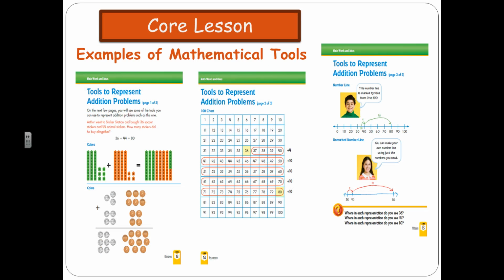These are some examples of tools we may see students use to justify their thinking. Cubes, coins, hundreds charts, number line, or unmarked number line. They can use other tools as well.